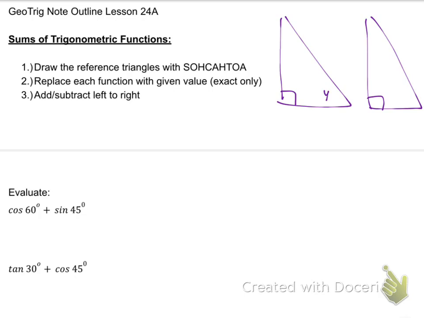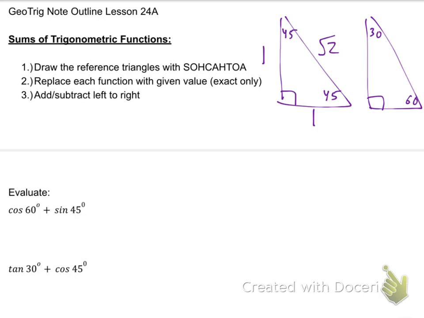When you do these, make sure you write them the exact same way every single time, because that way I can pick them up and turn them, move them in the order that I need them to be. What goes on the bottom leg here? 1. What goes over here? 1. And the hypotenuse? Square root of 2.